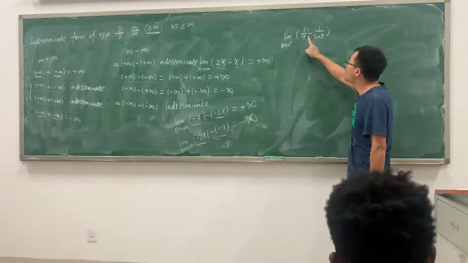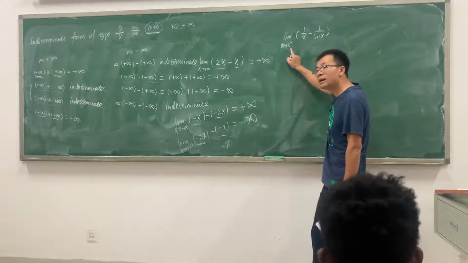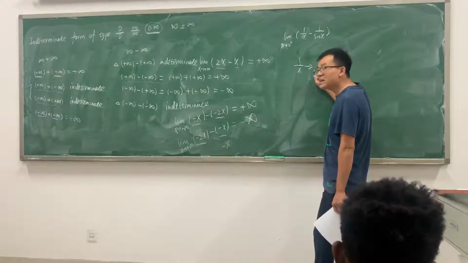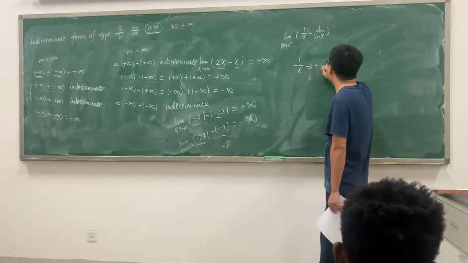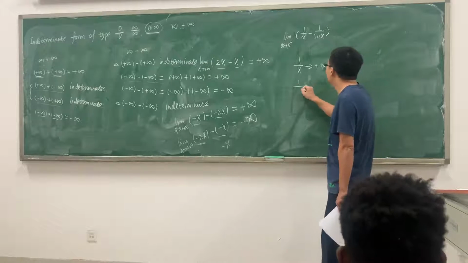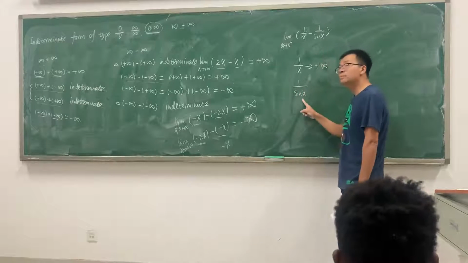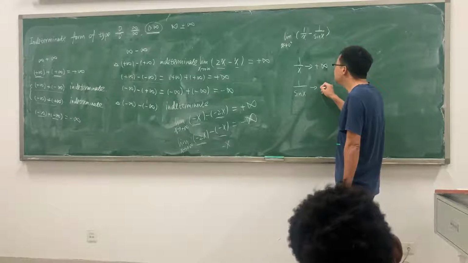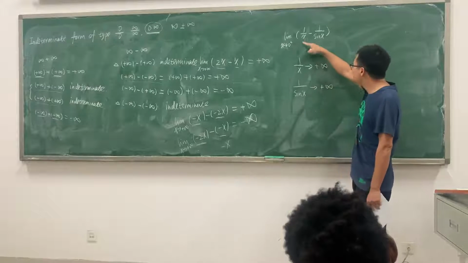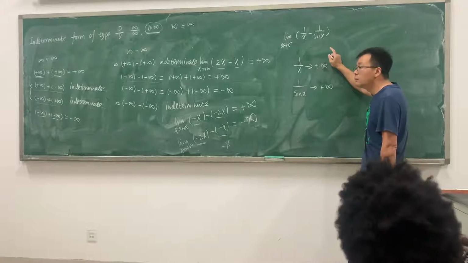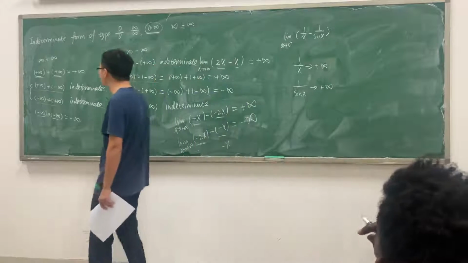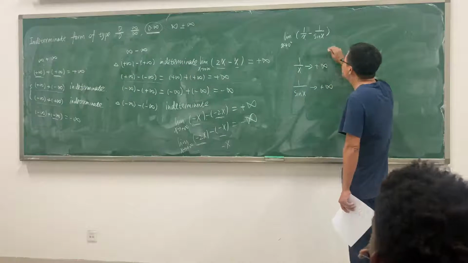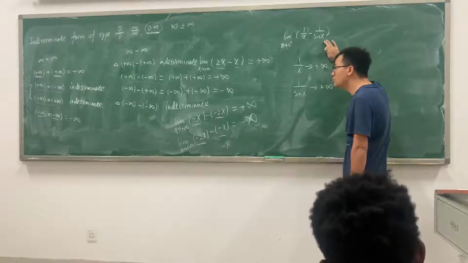So here, let's see, 1 by x as x approaches 0 from the right approaches what? Plus infinity or minus infinity? Plus infinity. And 1 by sin x as x approaches 0 from the right is also plus infinity. So here it is plus infinity minus plus infinity, which is an indeterminate form. So how to compute this limit?